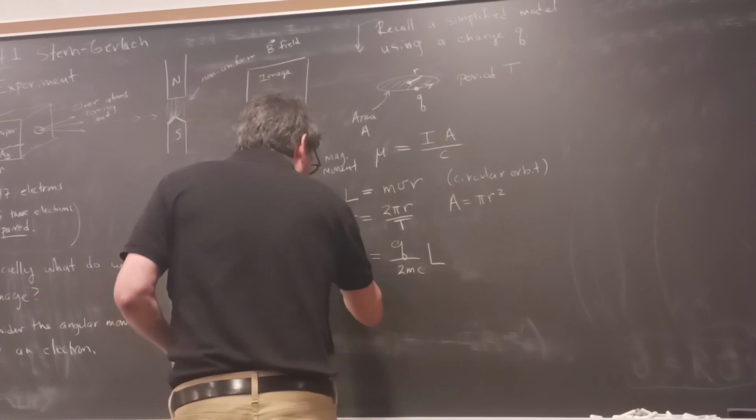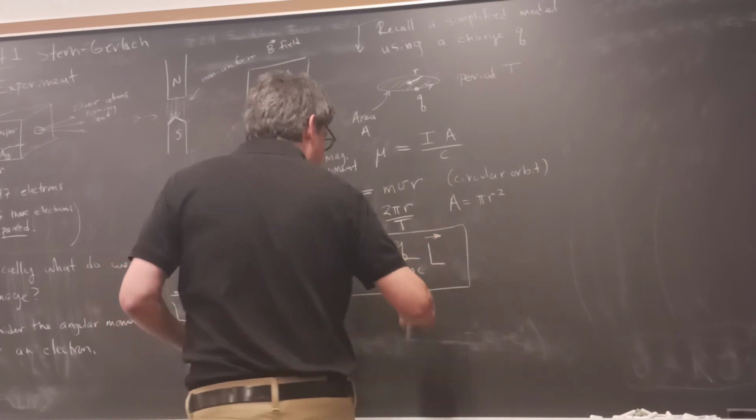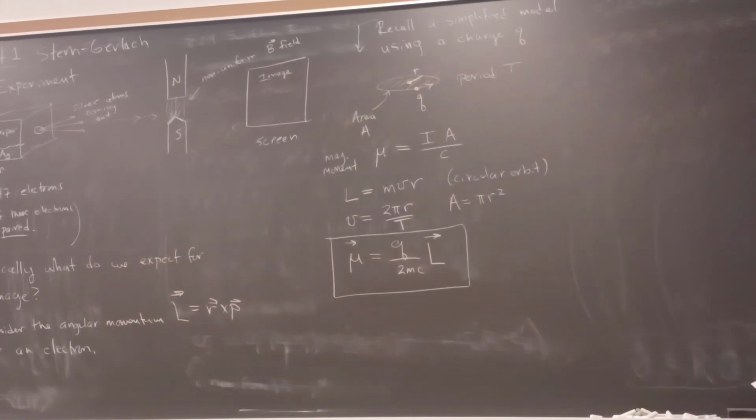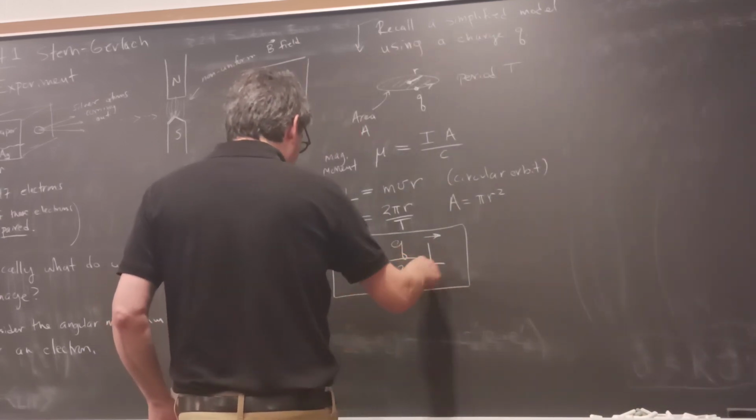Okay, and these are vector quantities, so we should write it like this actually. So the magnetic moment should be proportional to the angular momentum.